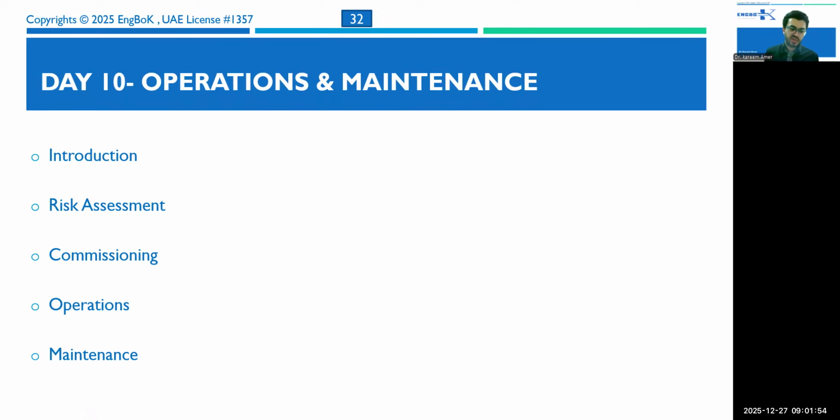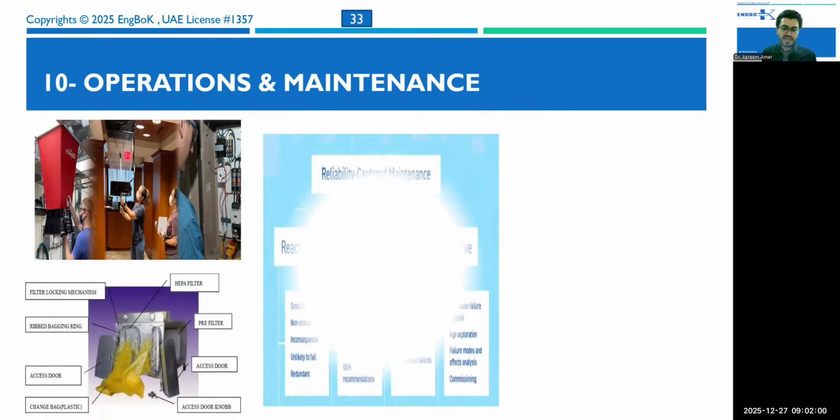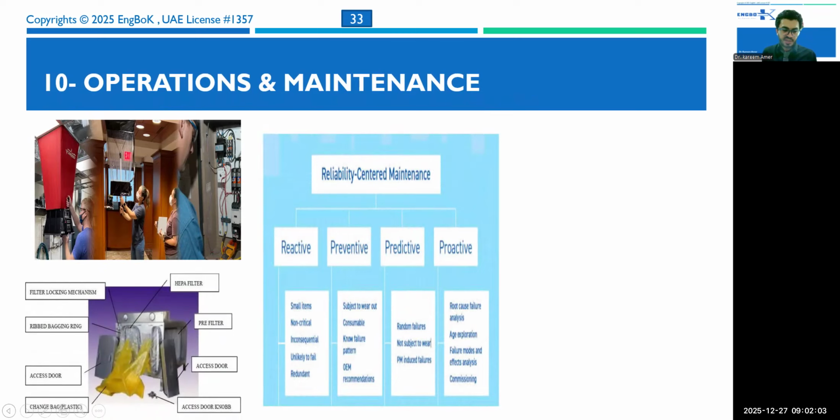We have the risk assessment for infection control, commissioning, operations, and different types of maintenance, reactive, unplanned, planned, based on reliability centered maintenance, to choose between reactive, preventive, predictive, and proactive maintenance based on the required criticality for the equipment. Here, different instrumentation for airflow, pressure, and temperature or humidity. For example, for pressure, we're using a micro manometer. For airflow, we're using a vane anemometer or volume flow hood. For humidity, hygrometer, and for temperature, maybe thermal camera or thermometer.